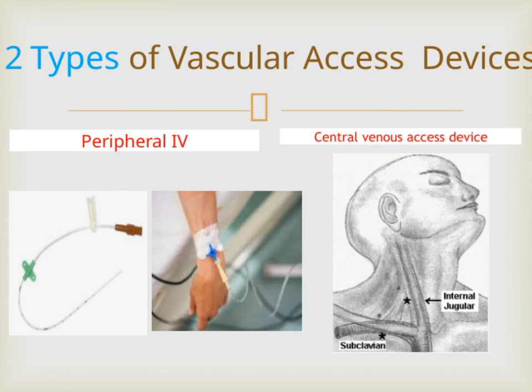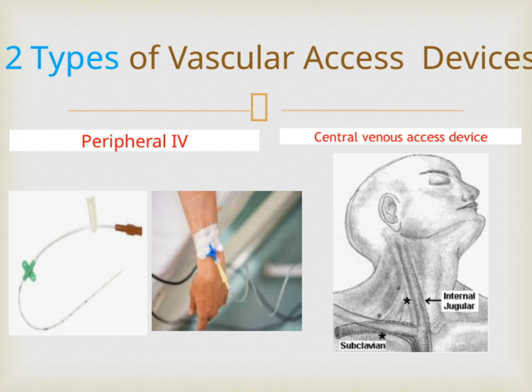Now, let's take a closer look at the two main types of vascular access devices. First, we have the central venous access device. This is typically used when we need long-term or large-volume IV therapy, or when other access sites aren't suitable. These devices are inserted into a large vein, usually in the neck, chest, or groin, and they allow us to deliver medications, fluids, or even draw blood easily. They're especially useful in complex cases or when frequent access is needed.